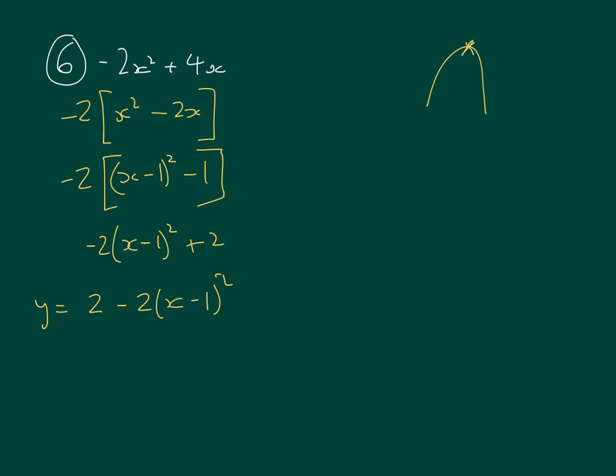So it's going to be x minus 1 is 0. So x is 1. So that's our x coordinate. And if that is 0, then y is going to be 2. So our coordinates there are 1, 2. So we've been able to find the coordinates of the turning point using completing the square.